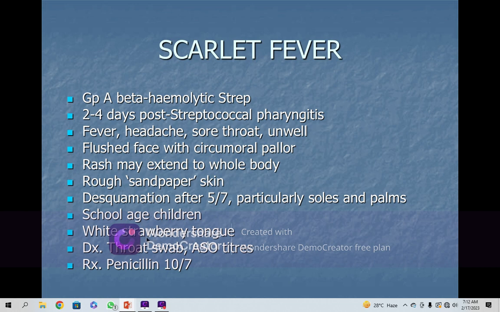And there is strawberry tongue, white strawberry tongue, a very characteristic picture of this condition. The throat swab will be positive and ASOT is higher because it is a streptococcus infection. Penicillin or a beta-lactam antibiotic is the treatment of choice, given for 7 to 10 days.